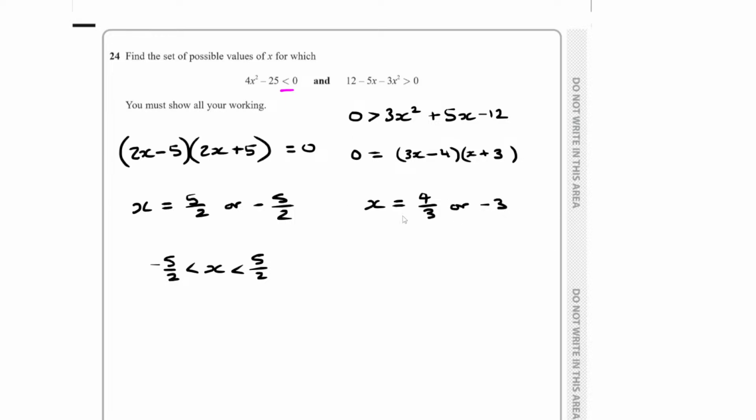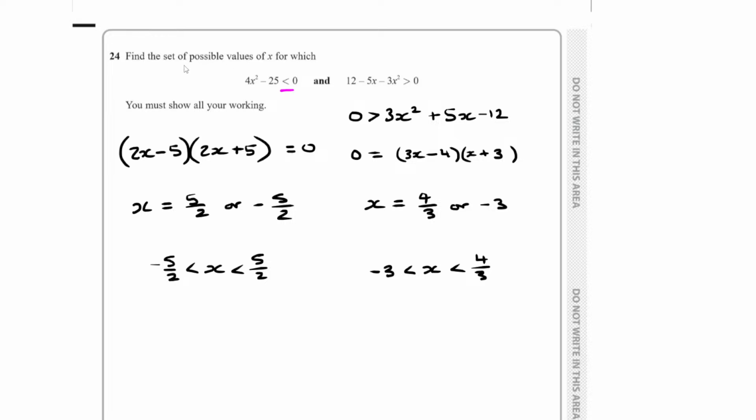And again, now I need to put it back into my inequality. It's facing the 0, so that's the same thing. It's another range. So the smallest number is minus 3, then x, and the biggest number is 4/3. So that's the two solved separately. The final thing we need to do is literally just see where they overlap.